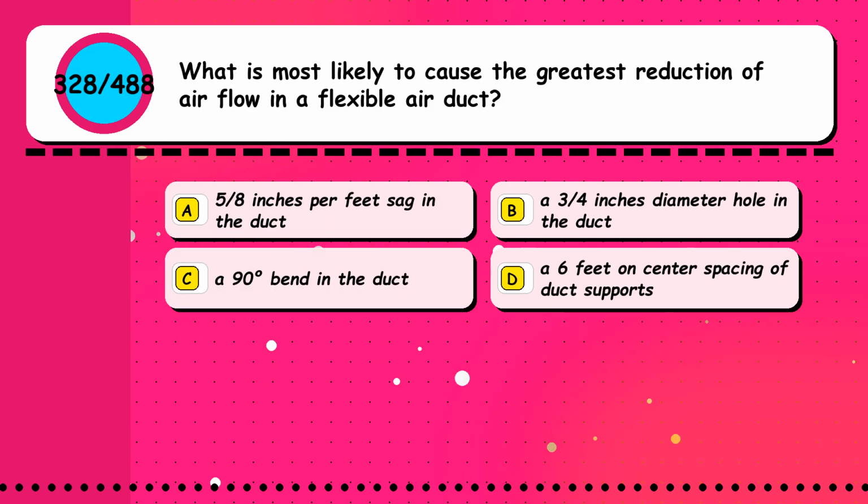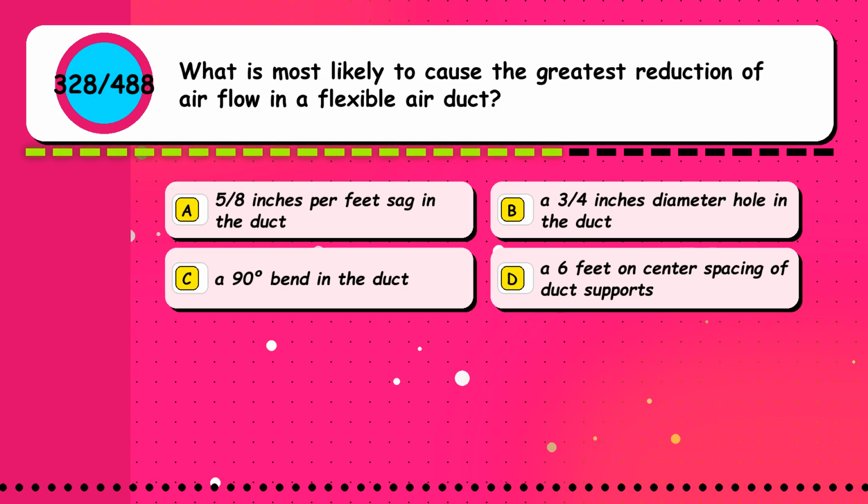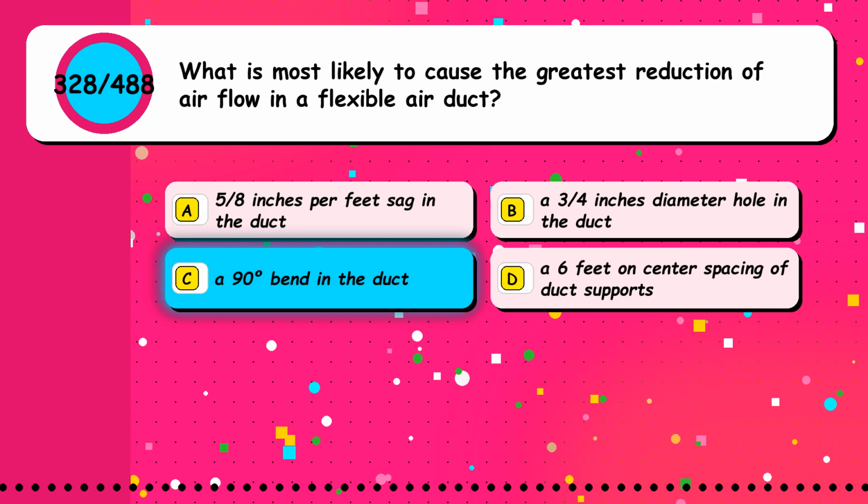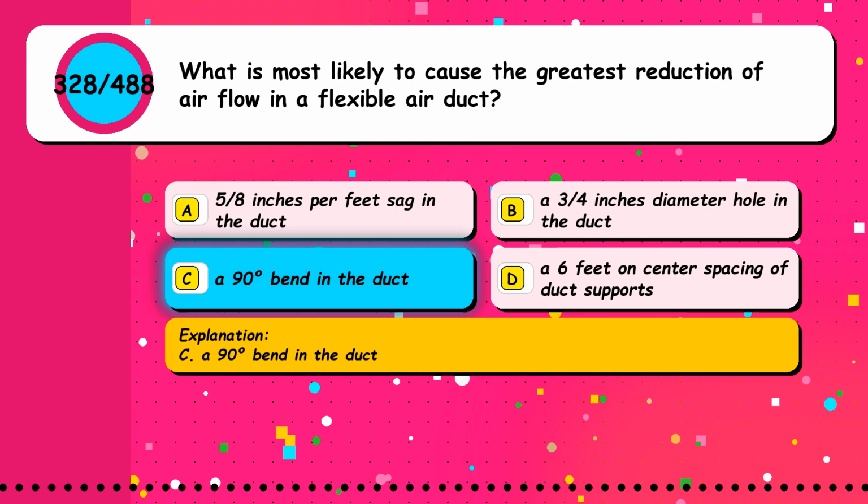Question 328. What is most likely to cause the greatest reduction of airflow in a flexible air duct? Option A. 5/8 inches per feet sag in the duct. Option B. A 3/4 inches diameter hole in the duct. Option C. A 90-degree bend in the duct. Option D. A 6 feet on center spacing of duct supports. The correct answer is option C. A 90-degree bend in the duct.